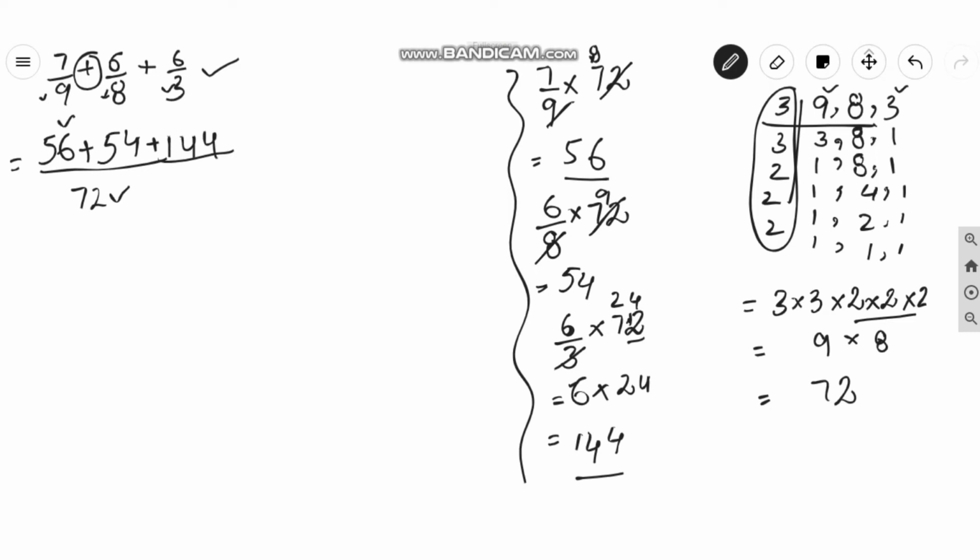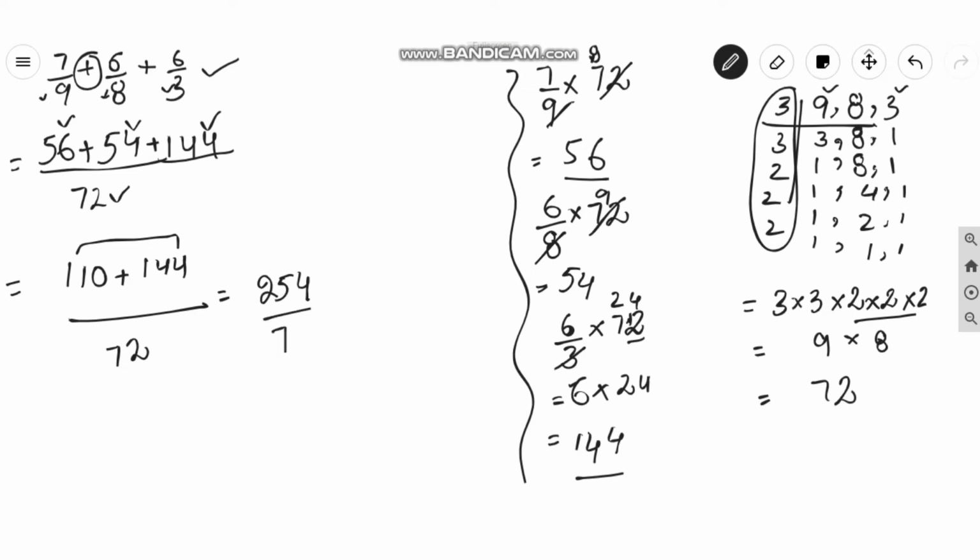Now add these three numbers. It becomes 110. Add it with 144 over 72. Now just simply add these two numbers. It becomes 200, and the result is 254 by 72.